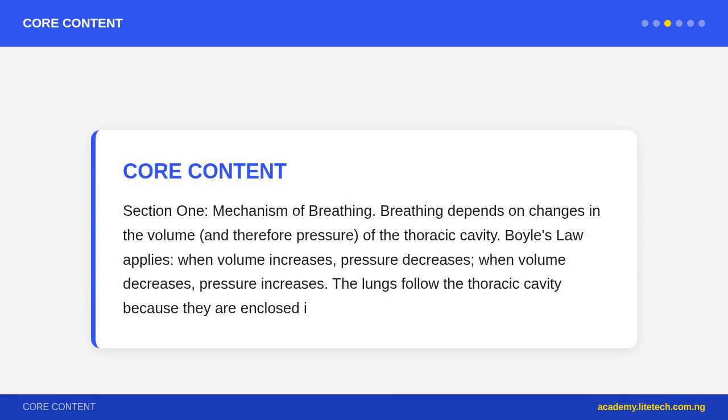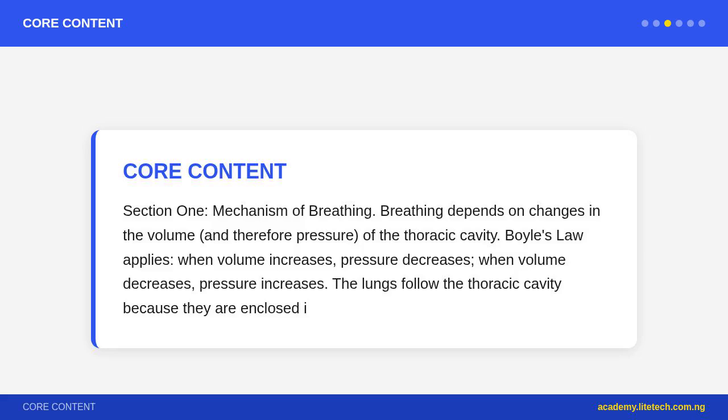Exhalation, breathing out, is normally passive. The diaphragm relaxes and returns to its dome shape, moving upward. The external intercostal muscles relax, and the ribs move downward and inward. The volume of the thoracic cavity decreases. This increases the pressure inside the lungs above atmospheric pressure. Air is pushed out of the lungs.